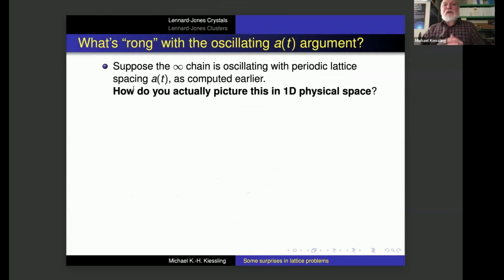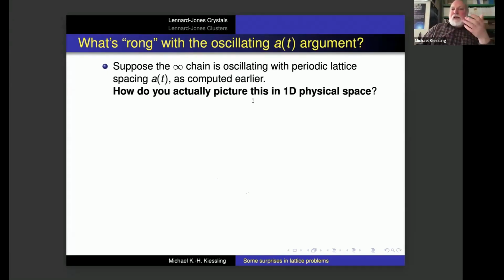So therefore, what's mathematically wrong with the oscillating A of t argument? Suppose the infinite chain is oscillating with periodic lattice spacing A of t as computed. But strictly speaking, you only have a finite chain, and then take the limit to infinity if it exists. Exactly. That one should really do. I started flatly from infinity here, and that's where all the confusion comes from.